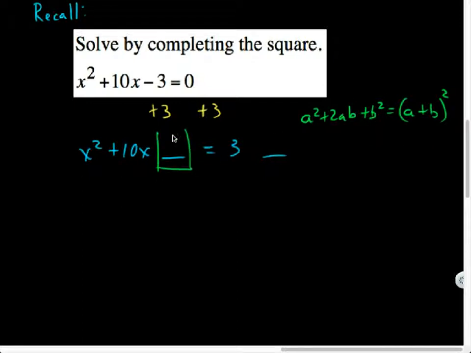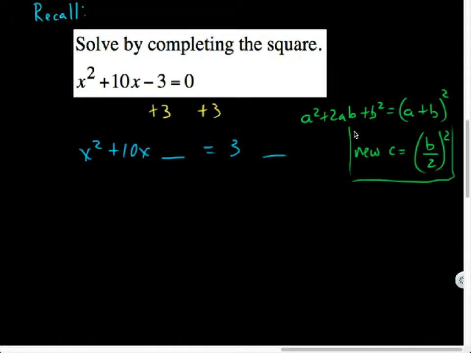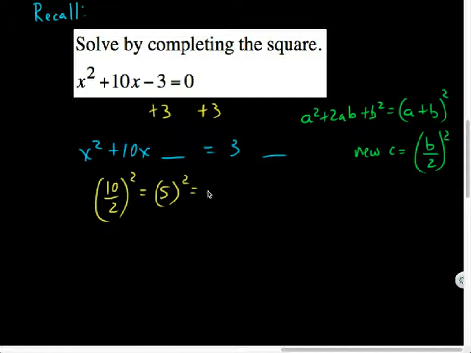So to find our new c term, does anyone remember the formula? The new c is equal to b divided by 2 all squared. So that's the little formula that you'll have to remember. To find my new c term, I'm going to take my b, the 10, divide it by 2 and square it. So that's 5 squared equals 25. So add 25 to both sides. And that is a legal math move, addition property of equality, right? It's not going to change the value of this.